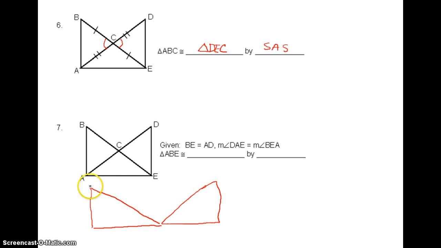Okay, so we'll mark this B, A, E. As you can see, that's the bottom here. And then on this one, we've got D, E, A. Okay, now let's mark up our drawing. BE, right here, is congruent to AD, right here. The measure of angle DAE is this angle. It's congruent to the measure of angle BEA, this one here.